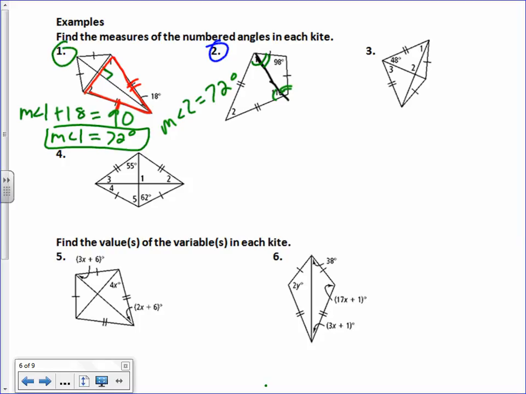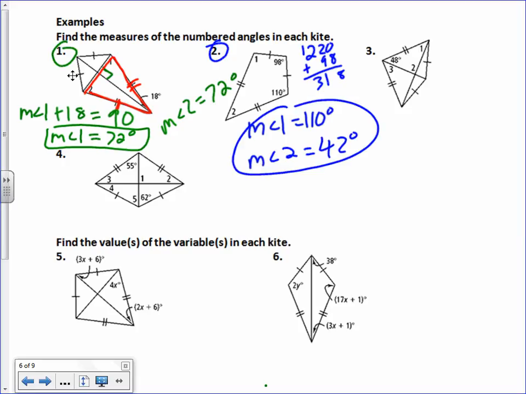So if I erase this, I can say that the measure of angle 1 is going to be equal to 110. And that leaves for the measure of angle 2, that's 110 plus 110 plus 98, 220 plus 98 would be 318, and to get to 360, that leaves the measure of angle 2 to be equal to 42 degrees.